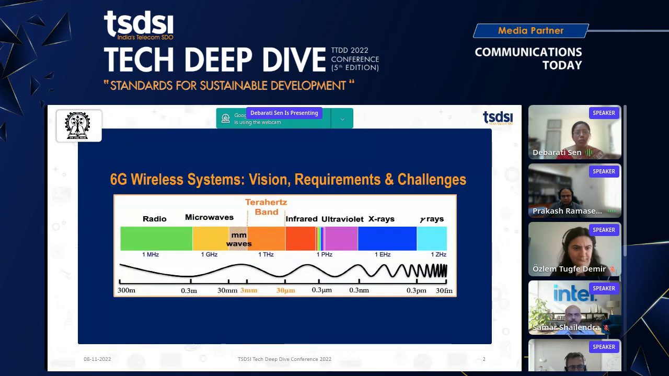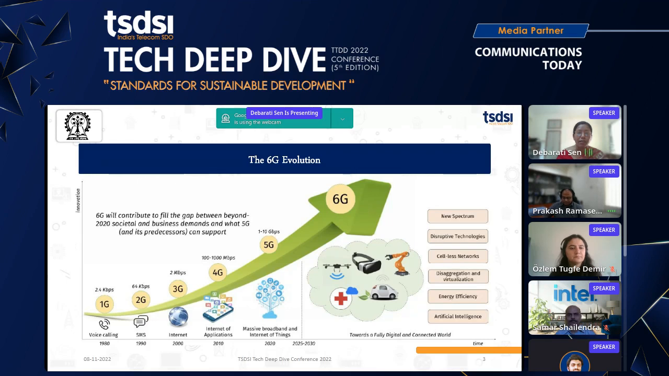As we all know, there are a couple of bands currently under consideration for 6G wireless system design, and the terahertz band, which starts from 100 gigahertz onwards, is one of those promising bands for designing such systems. We will see later on why we have chosen terahertz bands for such applications of 6G.